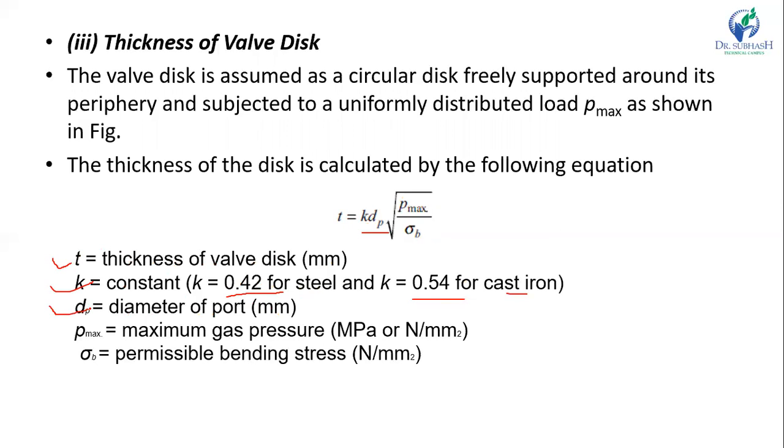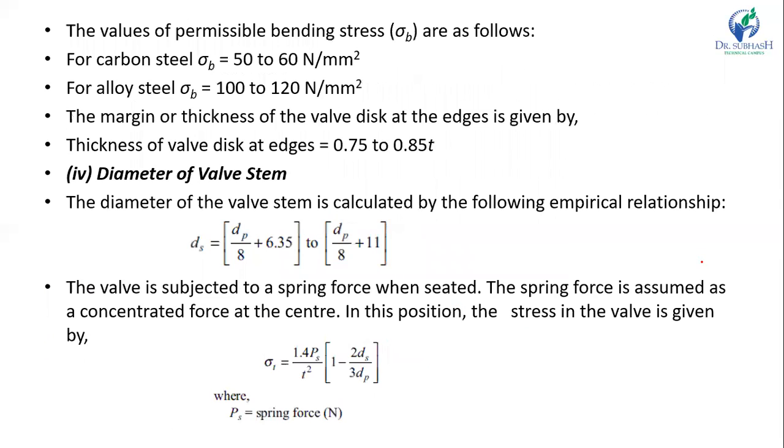dp is the diameter of port. P maximum is the maximum gas pressure in Newton per mm square. Sigma B is the permissible bending stress. So from this equation, you can find the thickness of the valve disc. Now let us find the diameter of valve stem, ds.